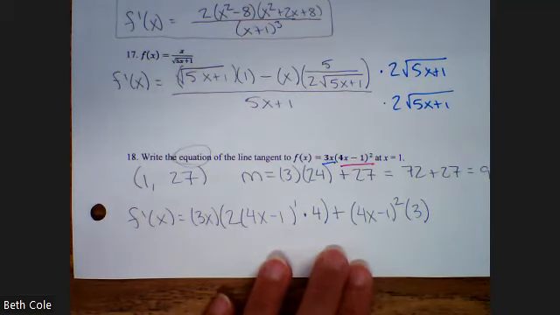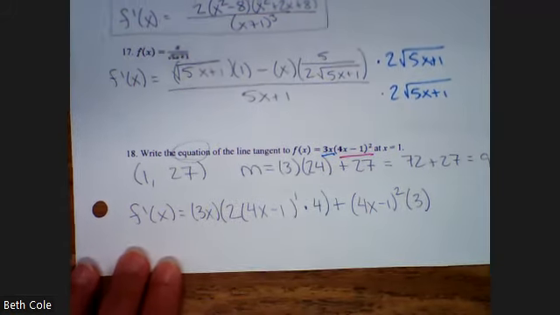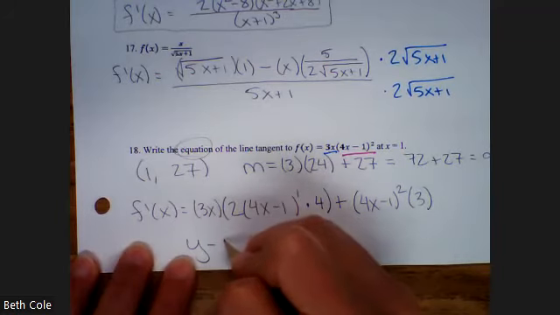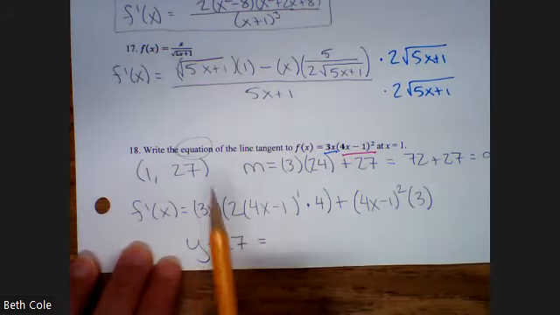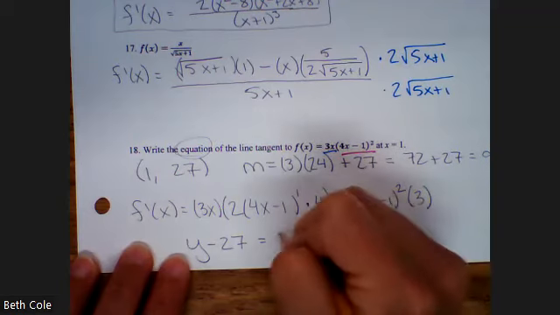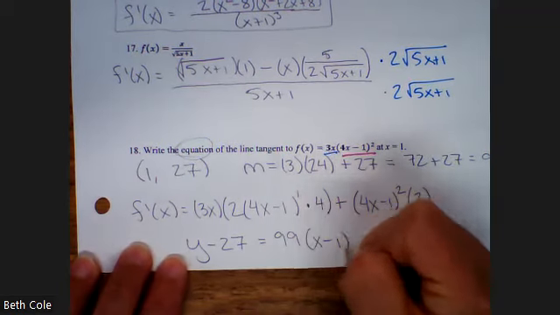You get that that's the slope of the line, right? 99 over 1. And then you just write the answer. Y minus 27, the y part of your point, equals 99, parentheses, x minus 1.